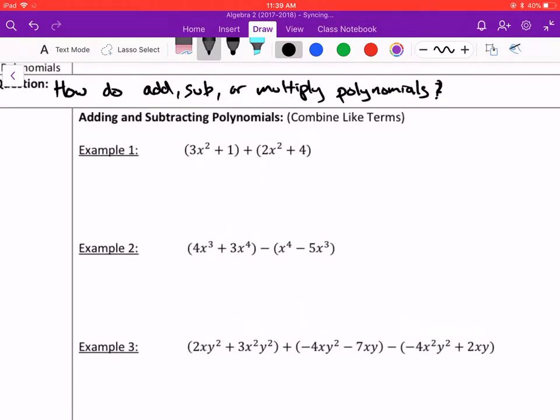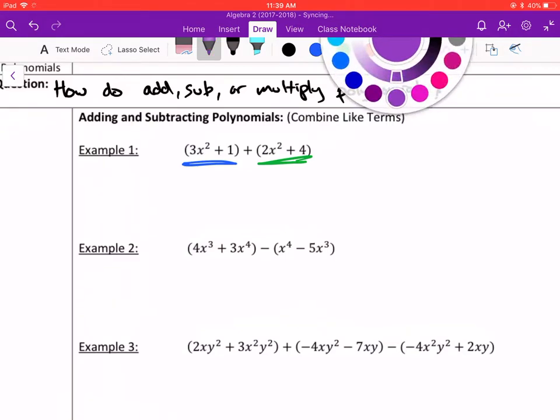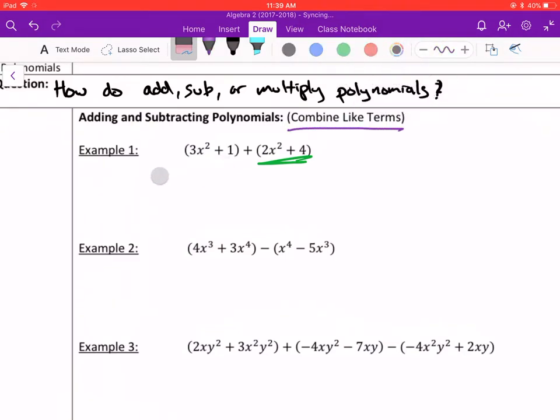Example 1. This is a polynomial that I just highlighted in blue, and we're going to add it to another polynomial, the green one. When adding or subtracting polynomials, all you're doing is combining like terms. So the first polynomial is 3x squared plus 1. And there are parentheses, but when it's an empty parenthesis like that, it's just being multiplied by 1. Same here, this is plus 1.